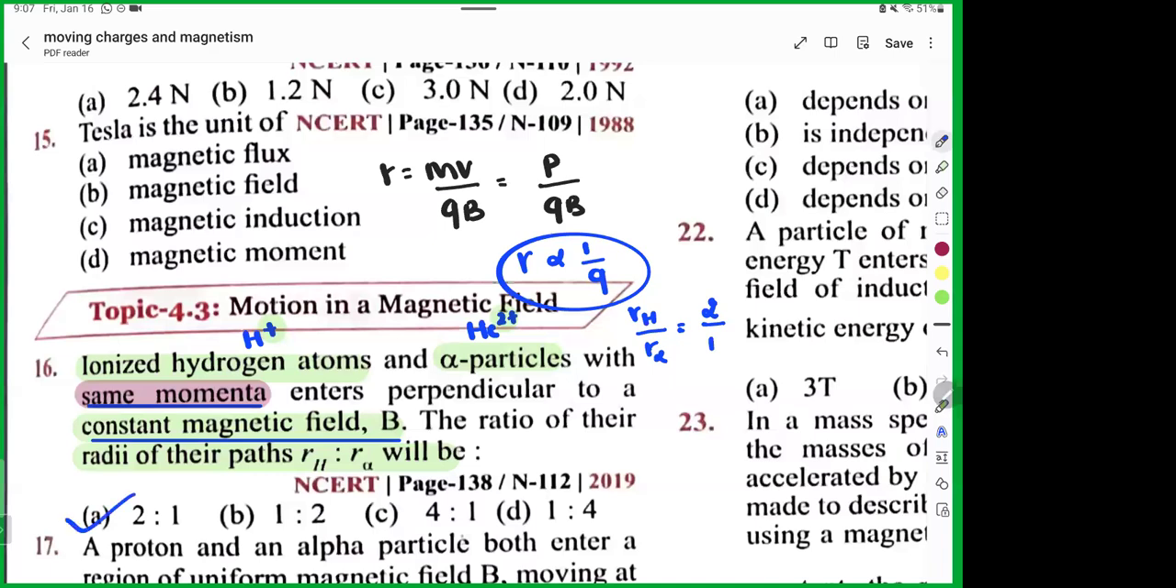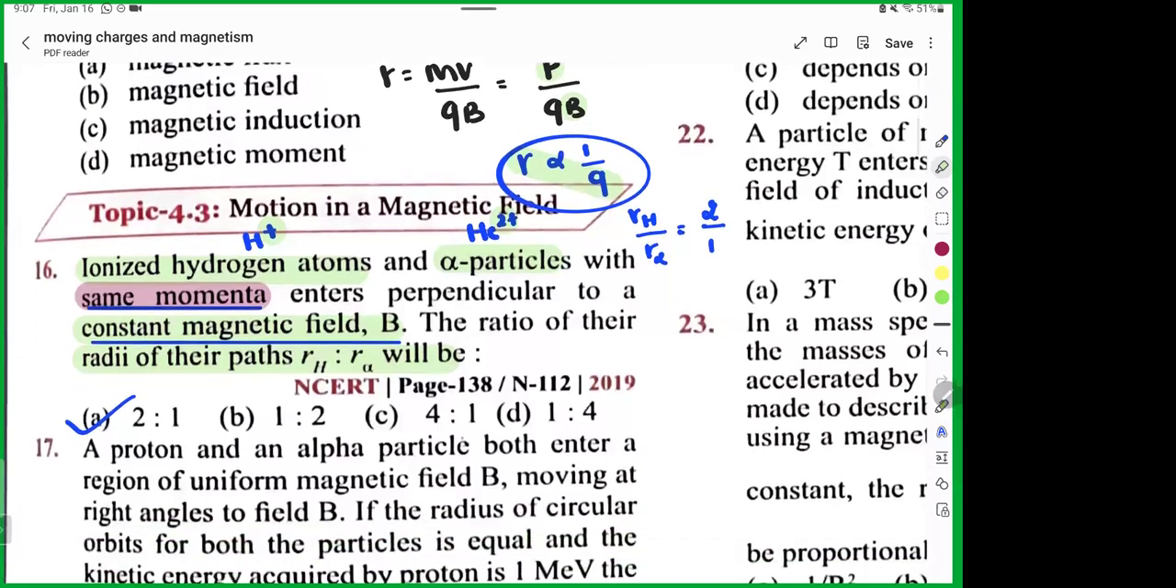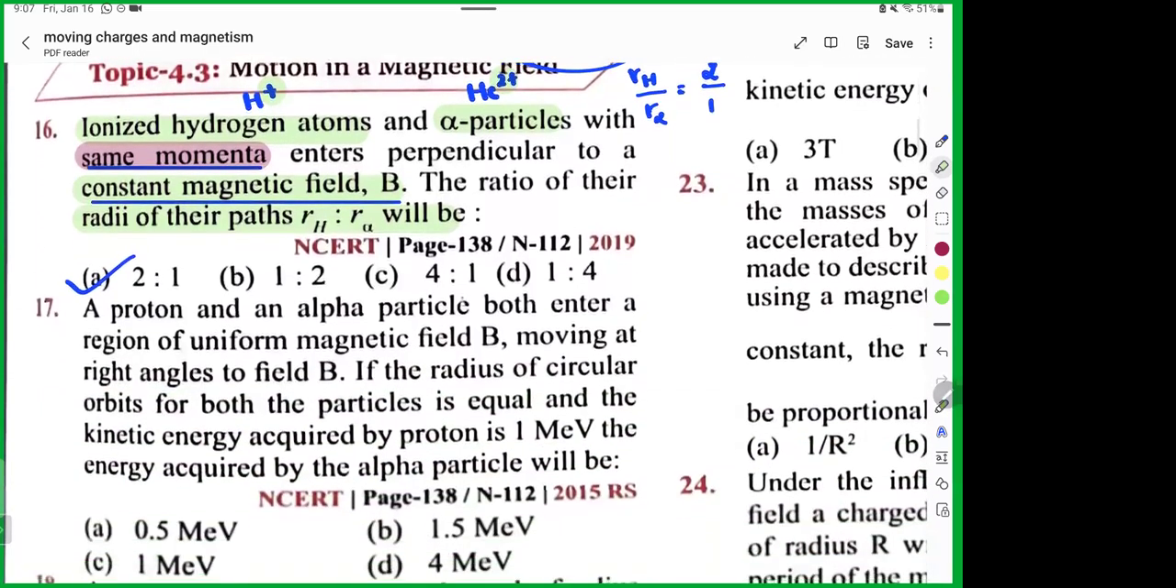Tell me, guys, was it really difficult? It is a direct question. Momentum is constant. If P is constant, B is constant. You need to know what the charge is in hydrogen and alpha particle. Was it difficult? Yes or no, guys?